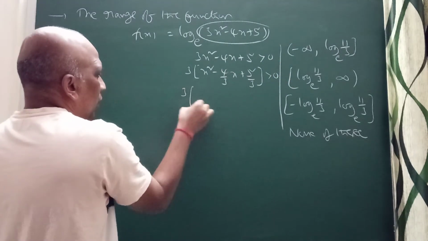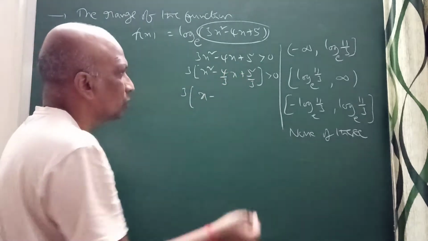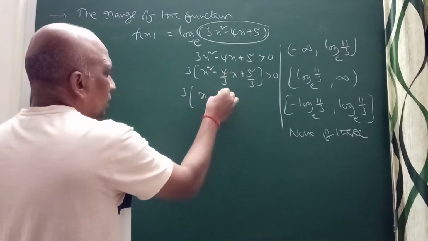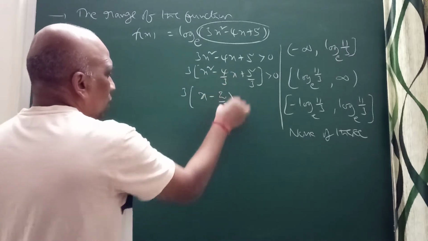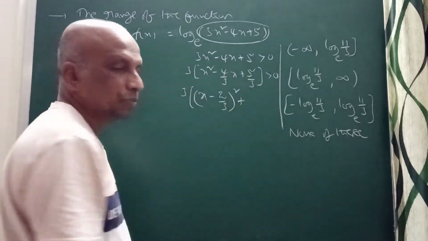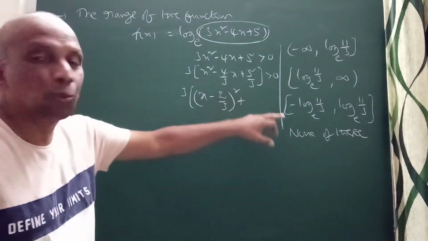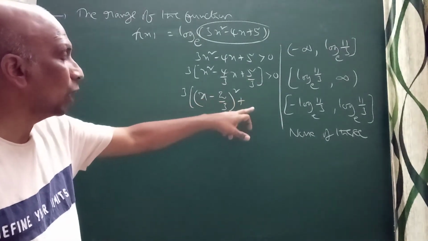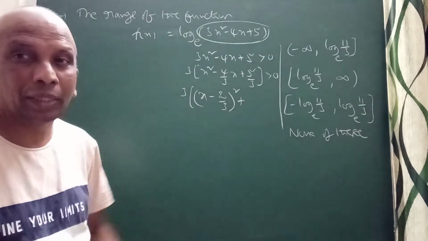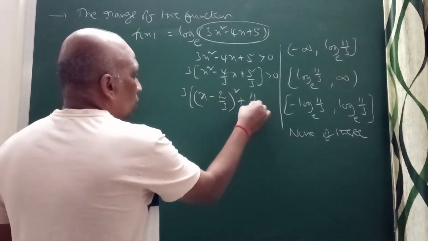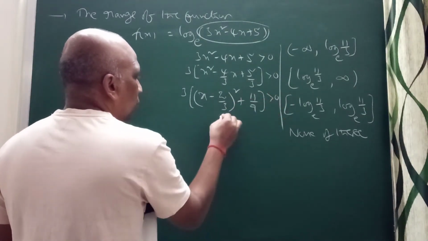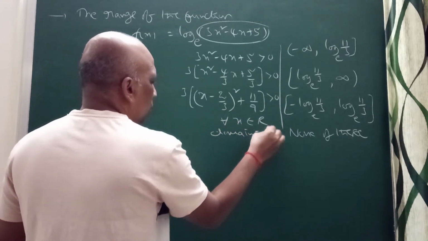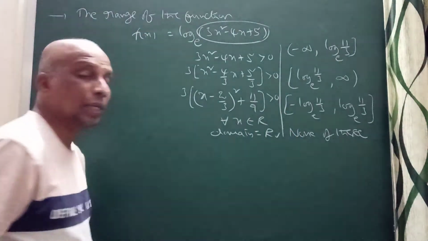If I take this one, 3 into, make it a perfect square form. I can write x minus 2 by 3 whole square plus 5 by 3 minus 4 by 9. You added b square, right? Subtract b square. So you will get 5 by 3 minus 4 by 9. It gives 11 by 9. So clearly this is positive for all x belongs to R, right? That means domain is equal to R, or all real numbers. That we can decide here.